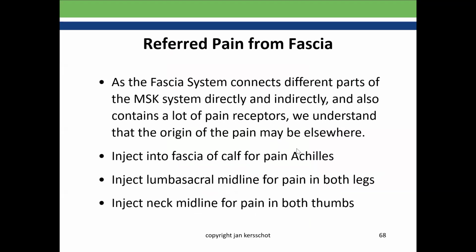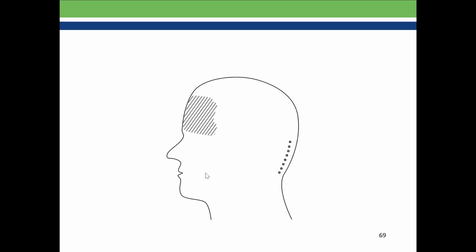And we call this referred pain from the fascia. You can also have patients who have pain in both legs, and it comes from the fascia of the lumbosacral midline. I have had a patient with pain in both thumbs, who tried several techniques. I started to inject the fascia on the neck midline. This is what we call the origin region. We don't have enough time for that today because we are a bit limited, but just to give you an idea.